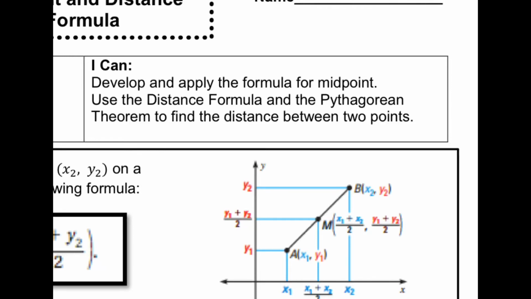In this section 1.6, we're going to measure the distance between segments on the coordinate plane. So we'll use a midpoint formula, a distance formula, and the Pythagorean theorem to find the distance between 2 points.